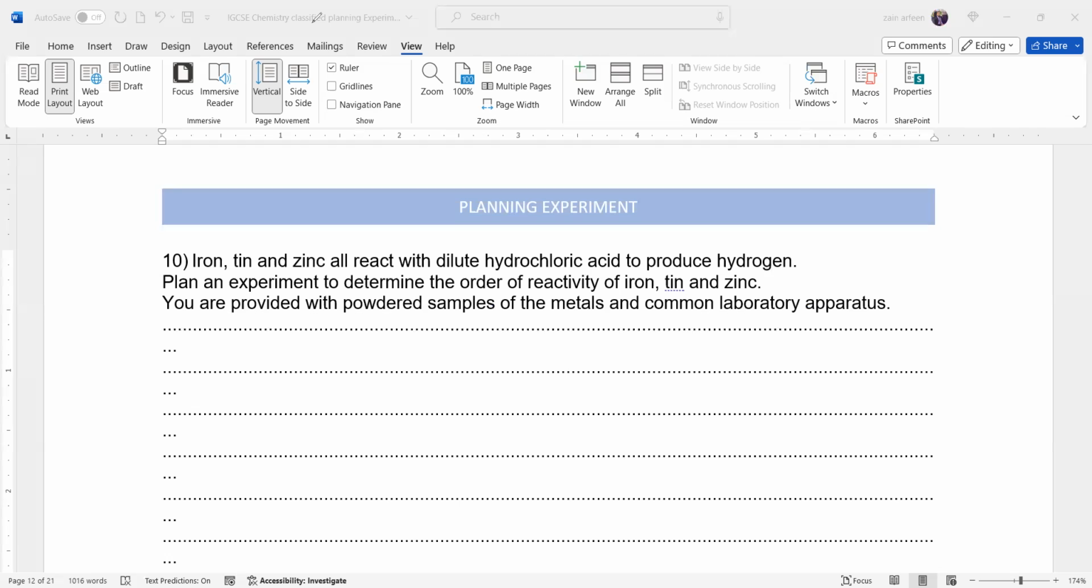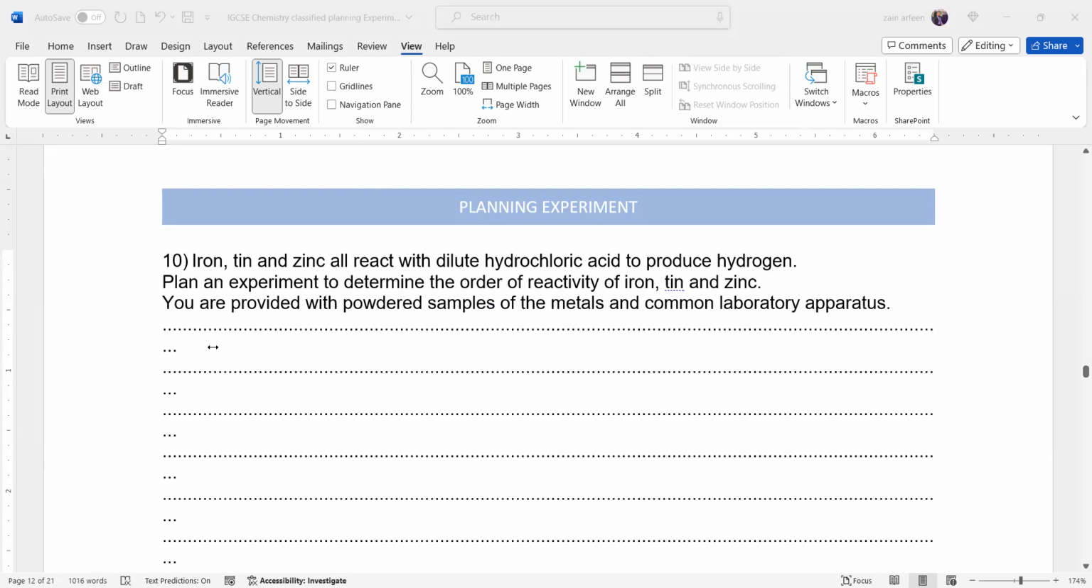We can plan by the displacement method: first make a solution of each and add the other two metals to the solution. If a reaction occurs, the metal which we are adding is more reactive. If there is no reaction, it means the metal which is in the solution is more reactive. The second one, you can measure the volume of gas given off.